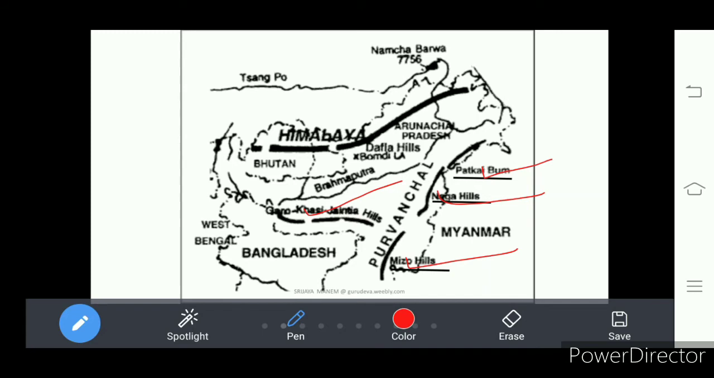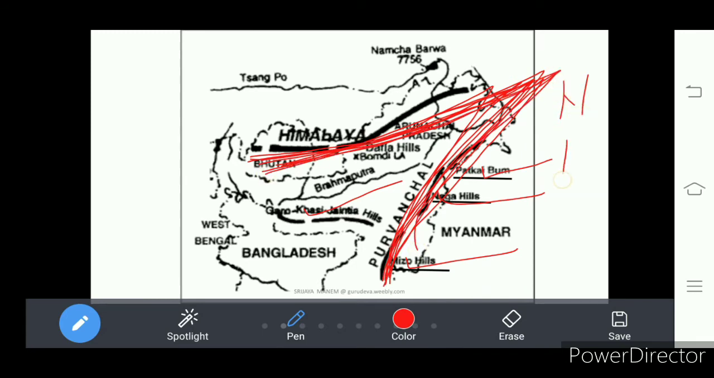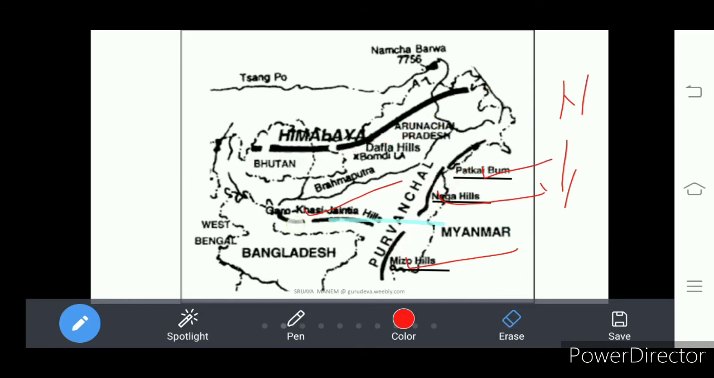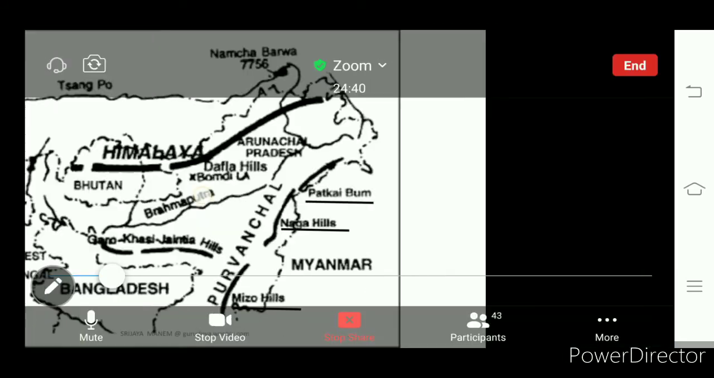Which is in the shape of a hairpin bend. How is the shape? Hairpin bend. Which is extended in northeastern states from north to south direction. Which are called Purvanchals. Instead, they are called with different names in different places.